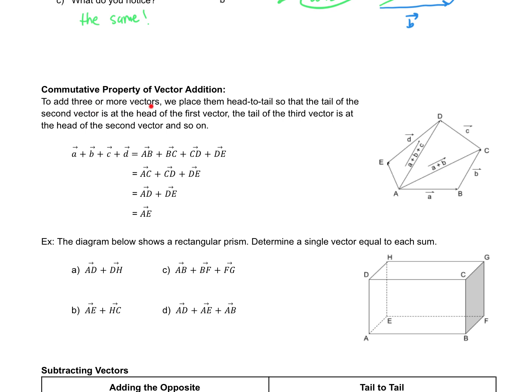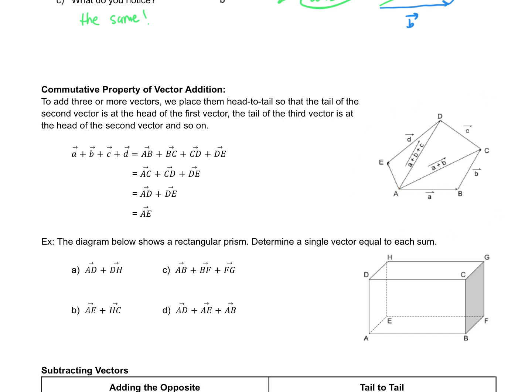So if you add 3 or more vectors, we can place them all head to tail so that the tail of the second vector is at the head of the first vector, like I did in the previous example. But then if I'm adding another vector onto that, I'll put that third vector, its tail, at the head of the second, and so on. So I can add lots and lots of vectors, and as long as I'm setting them all up head to tail, my resultant vector will start at the tail of the first and end at the head of the final vector.